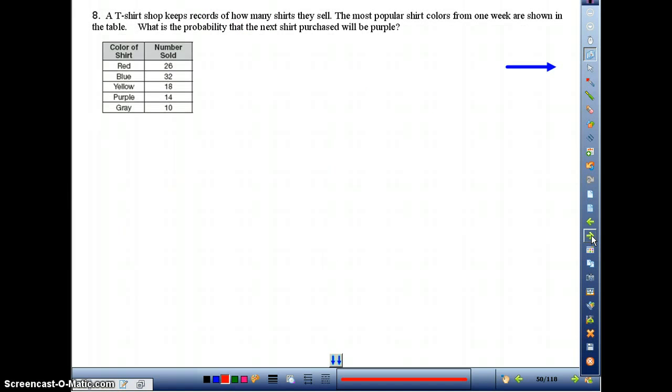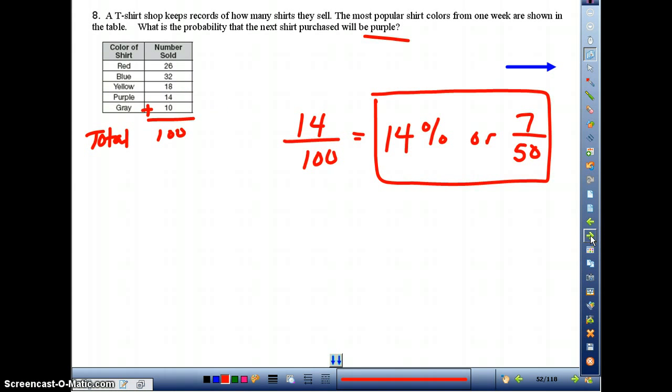Number 8, a t-shirt shop keeps records of how many shirts they sell. The most popular shirt colors for 1 week are shown in the table. What's the probability that the next shirt purchased will be purple? What do you guys think the first thing is we need to do right here? Yeah, let's add those up and see how many shirts we sold in that week. We sold 100 shirts. What are you going to do next? Yeah, it's 14 out of 100. It's either 14% or 7/50. That's experimental probability.